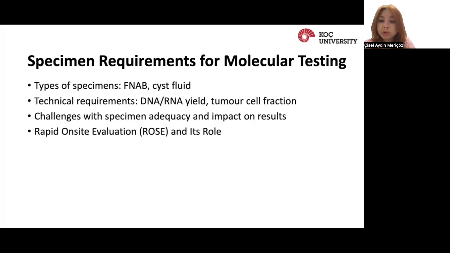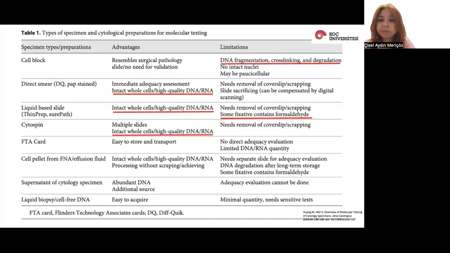Now, explorative techniques are applied in our lab, with specific challenges. We have many types of cytology specimens, and most of them are suitable for molecular tests. For example, the common cytological preparations, including cell block, have the advantage of resembling surgical pathology, and we don't need any validation for this because most of the tests are already validated for FFPE blocks. But of course, it has limitations, and the most important limitation is DNA fragmentation because of formaldehyde fixation.